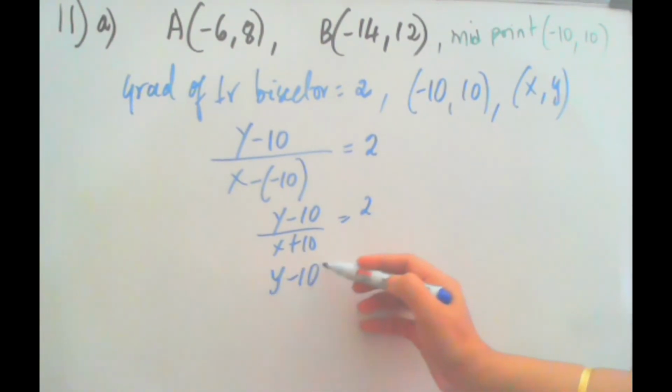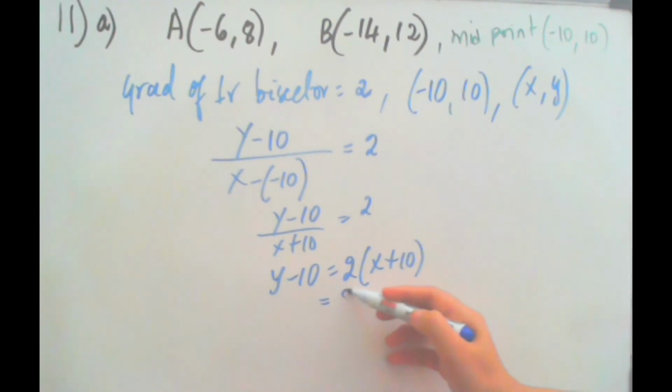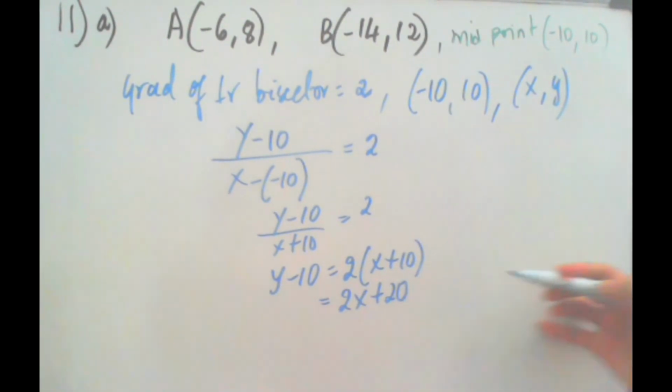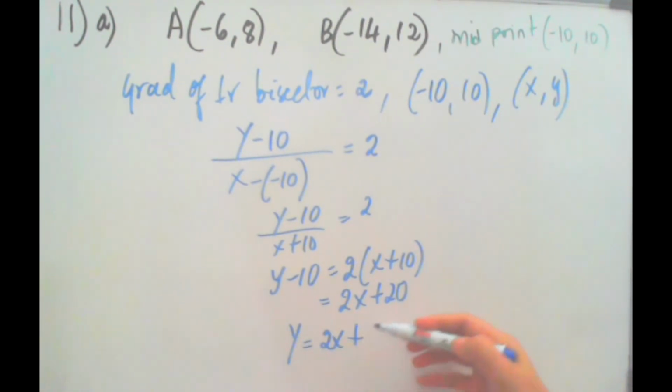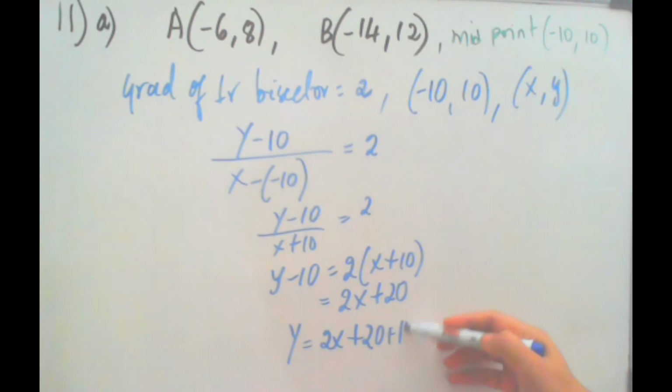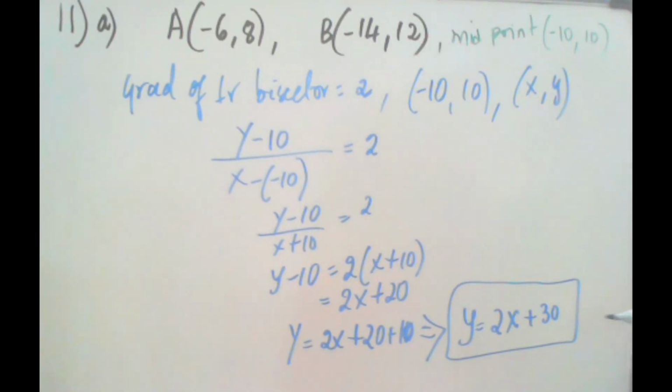We will now simplify this. 2 into x plus 10, which is 2x plus 20. Therefore y is equal to 2x plus 20 plus 10. So we get the equation of the perpendicular bisector as y equal to 2x plus 30. So this is your reward after doing all the 5 steps. This is the equation of the perpendicular bisector.